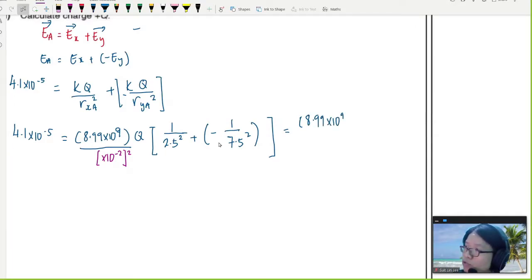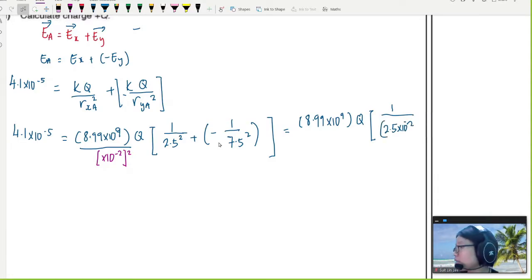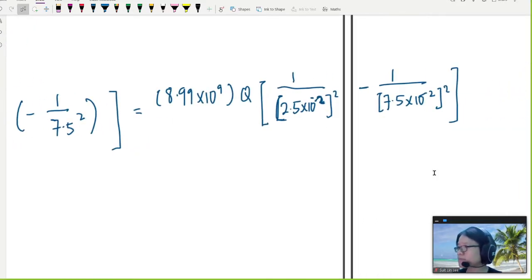I will write this for you. But those of you who are already okay, press your calculator. Don't wait for me. All right, so those of you who are not okay, there we go. So what we can do is we can just put 2.5 times 10 to the power negative 2, bracket squared, minus 1 over 7.5 times 10 to the power negative 2, bracket squared. Okay, is that good enough for you, my friends? So the negative 2 here and negative 2 here.